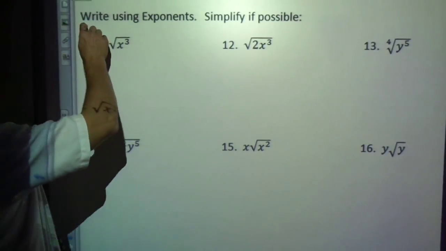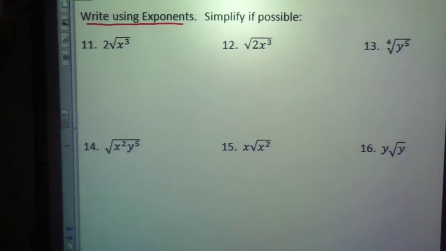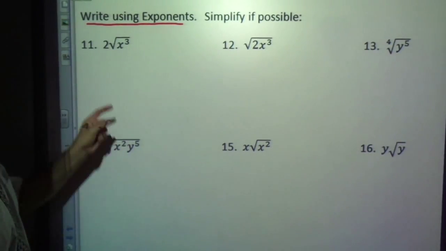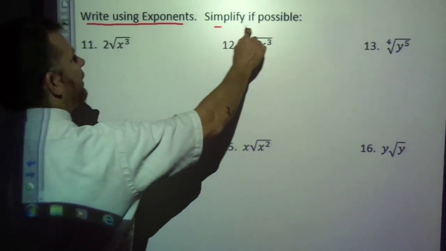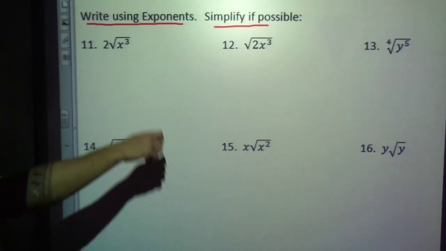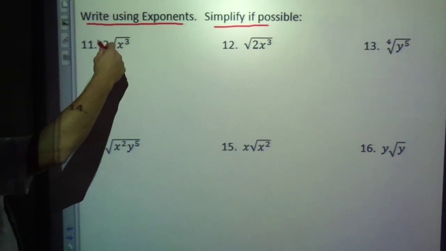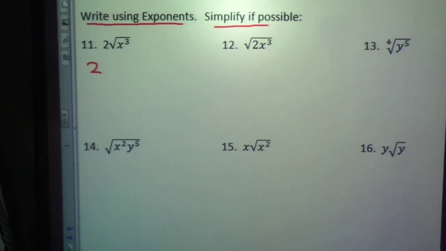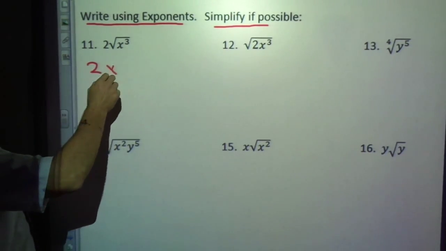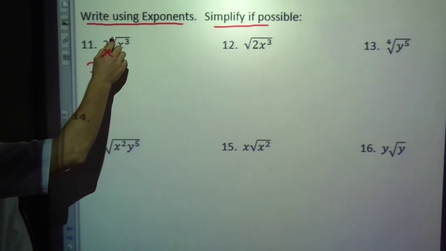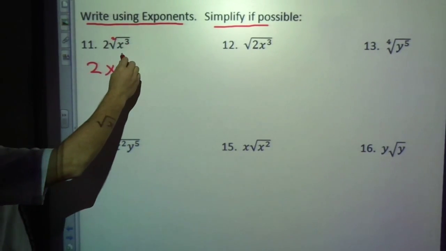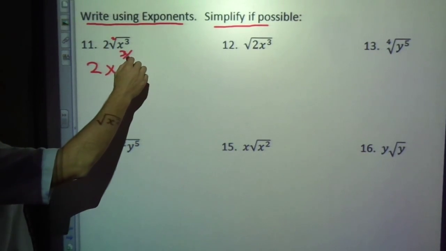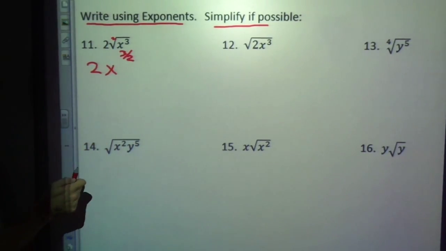The next section says write using exponents. So I'm giving you problems with a radical, this is a radical, and I want you to rewrite it using exponents. And then simplify if we can. Here the 2 is not part of this at all, so the 2 can just be 2 to the first, but it's x to the what power? Remember, there's no index written here, so the index is always 2. This number is the numerator. This number is our denominator, so it's 2x to the 3/2 power.